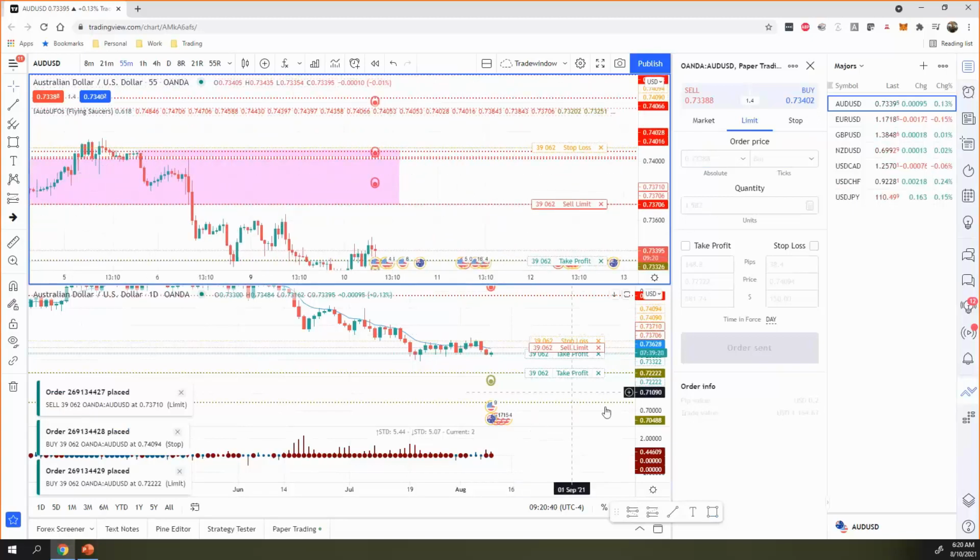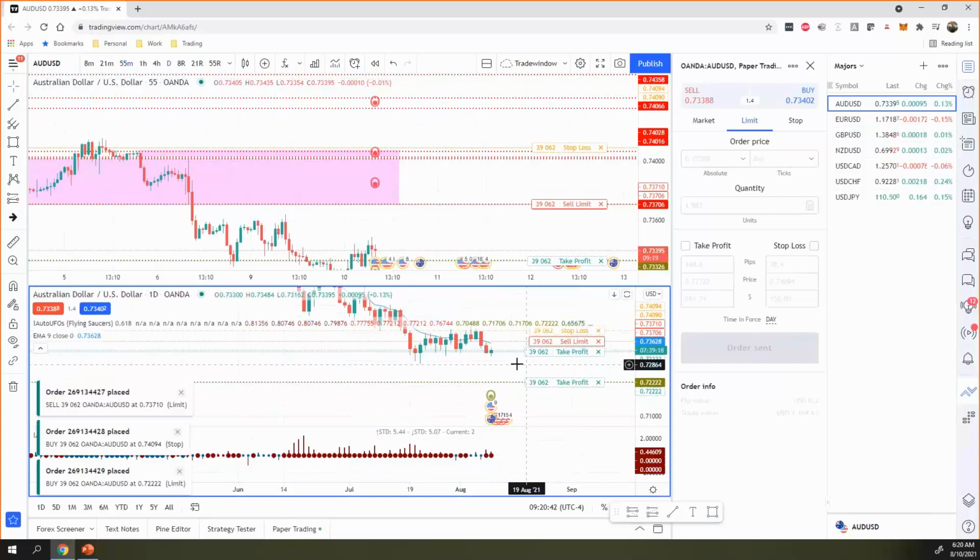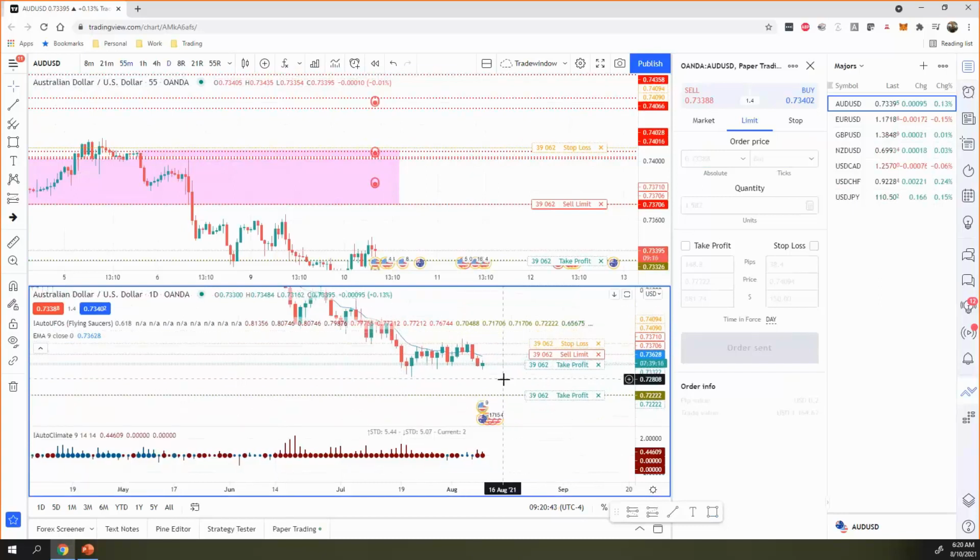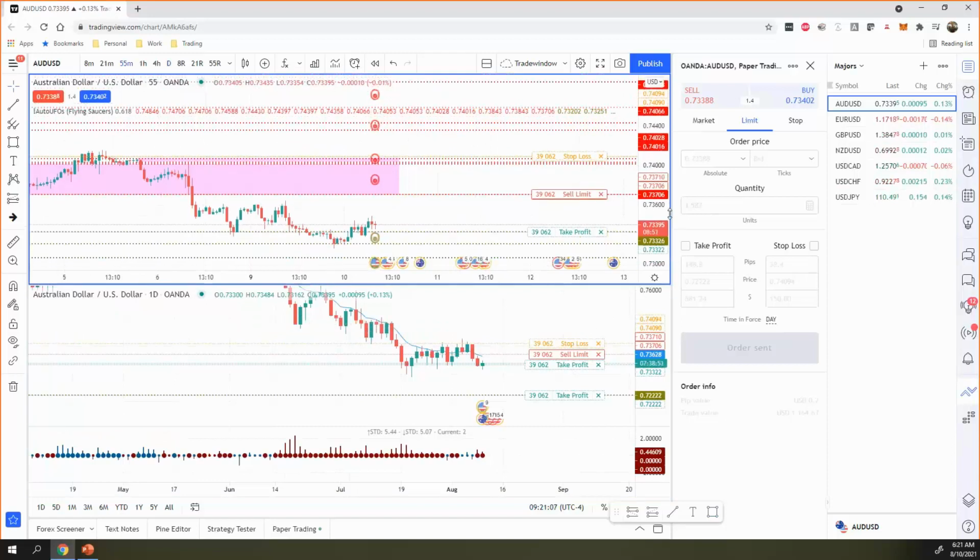We have our trade set up right there. As you see, the stop loss is up above in the white space. Sell limit at 73,706, and we have the take profit at the final target at 72,222, the first opposing UFO down below. All right, so that's our trade setup for the Aussie dollar. If you want to take a screenshot, feel free to do so.